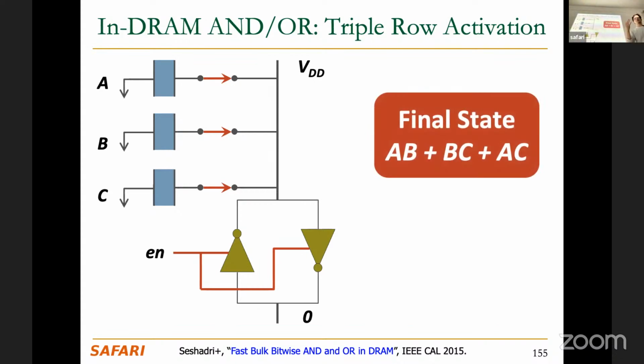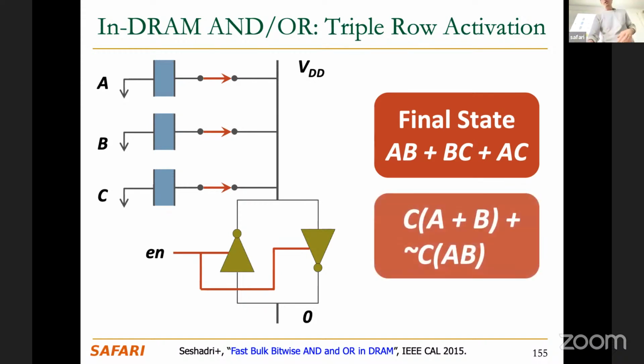That basically means that if we have 3 cells, 2 1s and 1 0, the result will be 1. If we have 2 zeros and 1 1, the result will be 0. That's a majority operation. Using this majority operation, we can implement either OR or AND. It all depends on the value of one of the 3 cells, fixed to 0 or 1. If it's 1, we will have, no, the other way around. If it's 1, we will have OR. If it's 0, we will have AND.